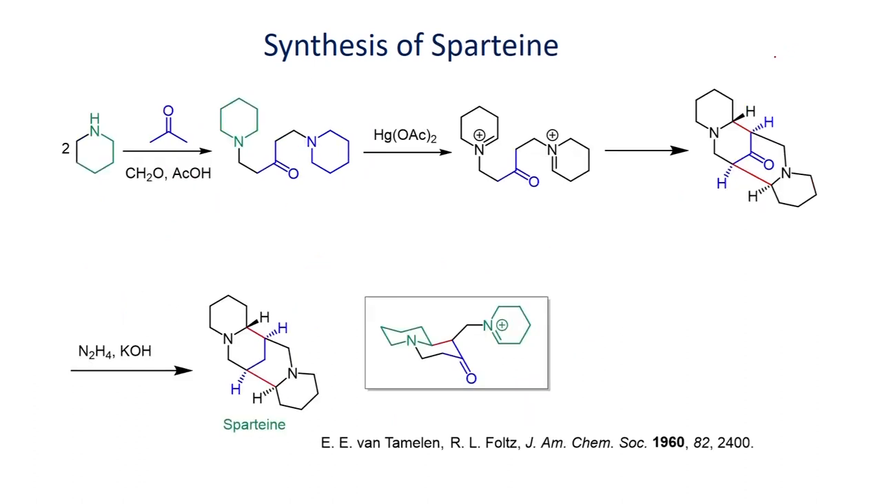The other application is the synthesis of sparteine. This secondary amine, a cyclic amine, can be reacted with formaldehyde. You have to use here 2 equivalents of formaldehyde and 2 equivalents of amine with 1 equivalent of acetone in the presence of acetic acid, and you will be able to generate this addition product, which also involves double Mannich reaction.